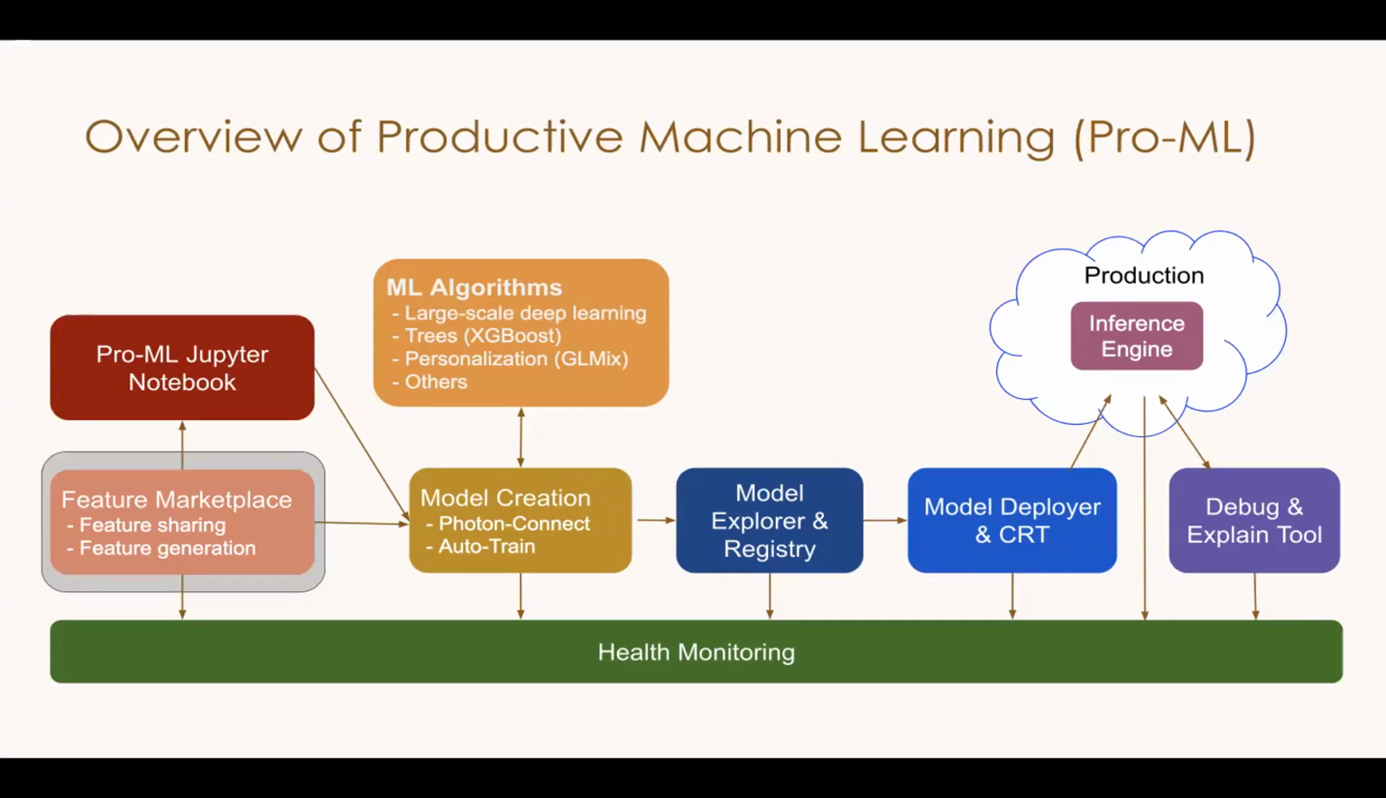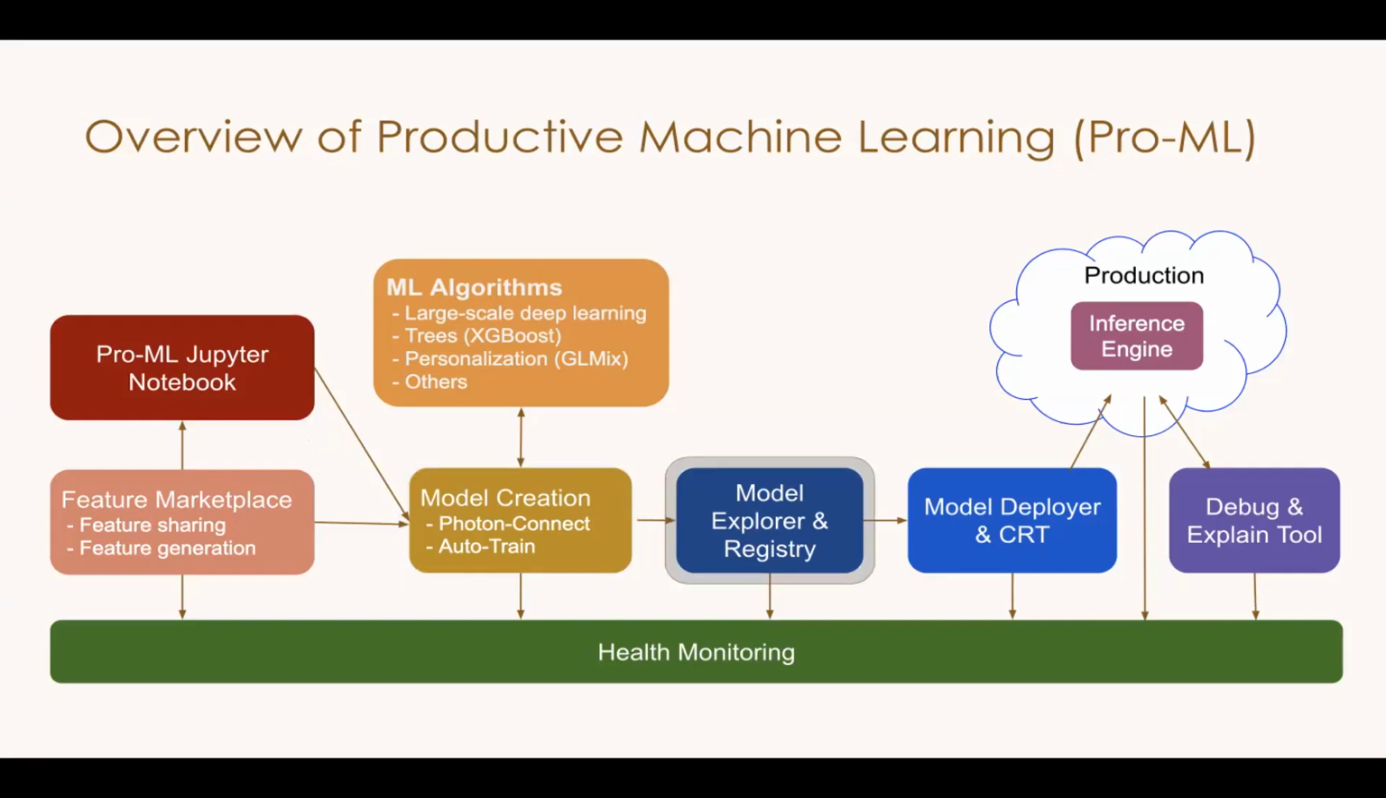First, feature marketplace. Each machine learning model needs features, and feature marketplace is a one-stop shop to share and discover features. After features are selected, ProML notebooks helps with writing feature transformations and visualizing them interactively. After we have features, feature transformation computation, and model structure, we can use model training tools to train and evaluate models. Here, the auto train component that you see is basically the automated model exploration module that we're talking about today.